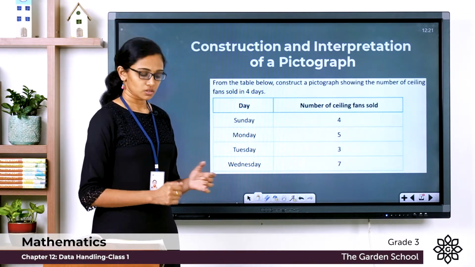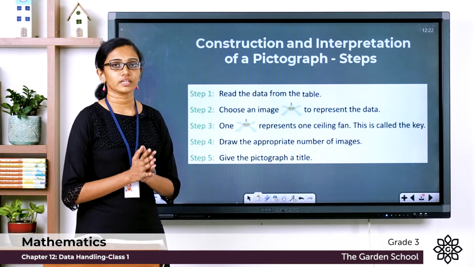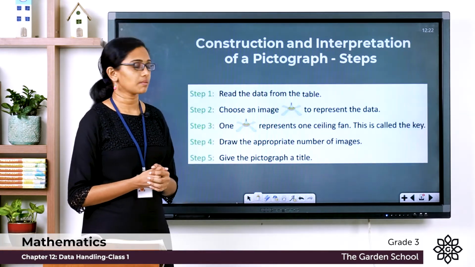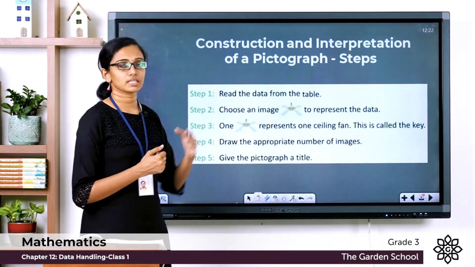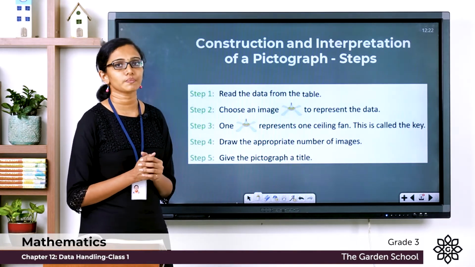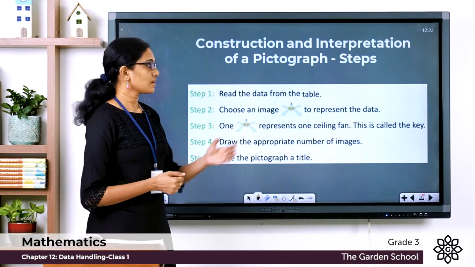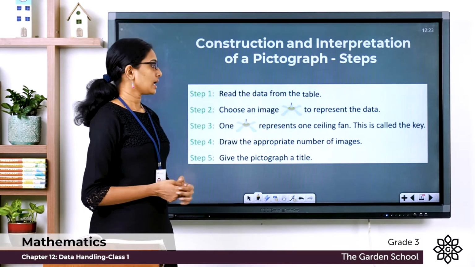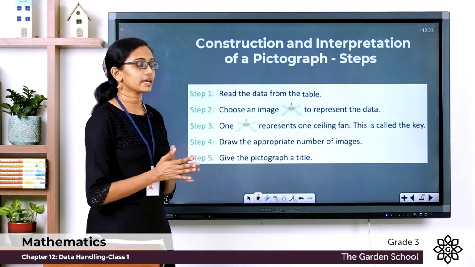Let's see how. The first step of constructing a pictograph is to read the data from the table. We have already read the data from the table. Now the next step is to choose an image to represent the data, which means we have to choose a picture to use as the symbol of the pictograph. Here, since we are depicting the sales of ceiling fans, we have chosen the image of a fan to represent the data. And now the next step is to prepare a key.